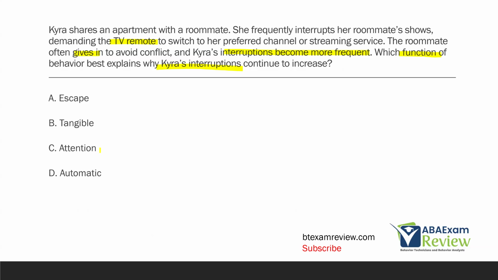Attention, she's not necessarily doing it to get attention from the roommate. She wants the tangible item. And then D, automatic. As we know, it can't be automatic when it is socially mediated, when there's another person involved. And so, with the roommate being involved, it cannot be automatic. So, Kyra's interruptions continue to increase because of the tangible function.